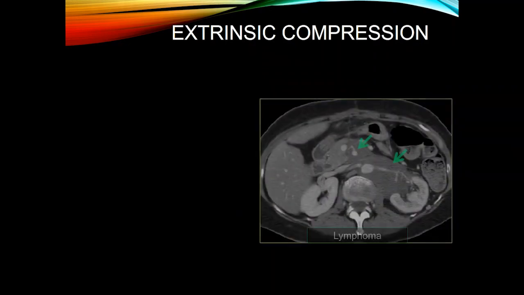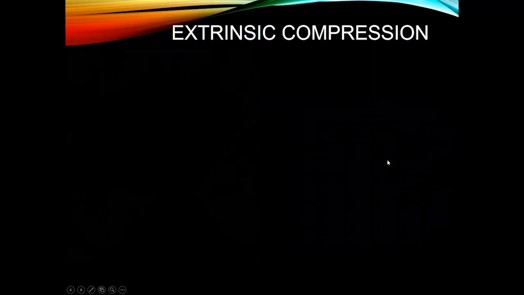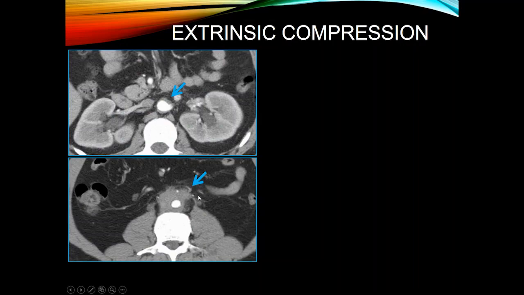for this patient. Other disease processes can cause extrinsic compression, things that we don't see uncommonly, such as lymphoma. Here we have, less commonly, retroperitoneal fibrosis, which can also cause vascular narrowing.